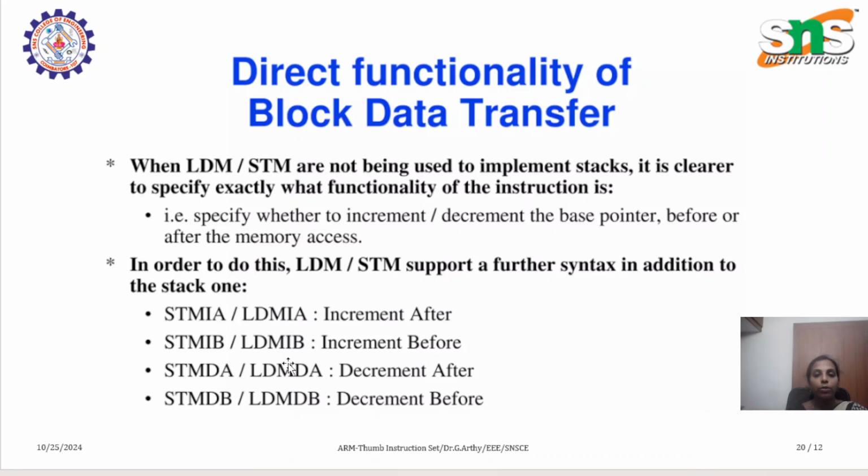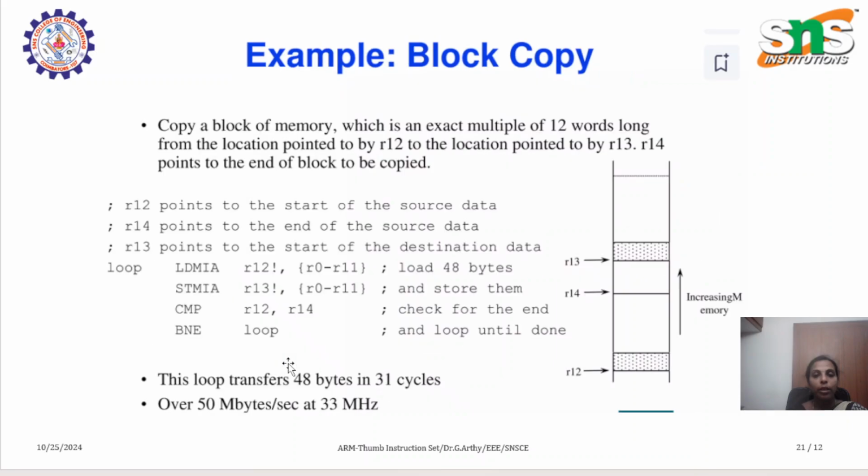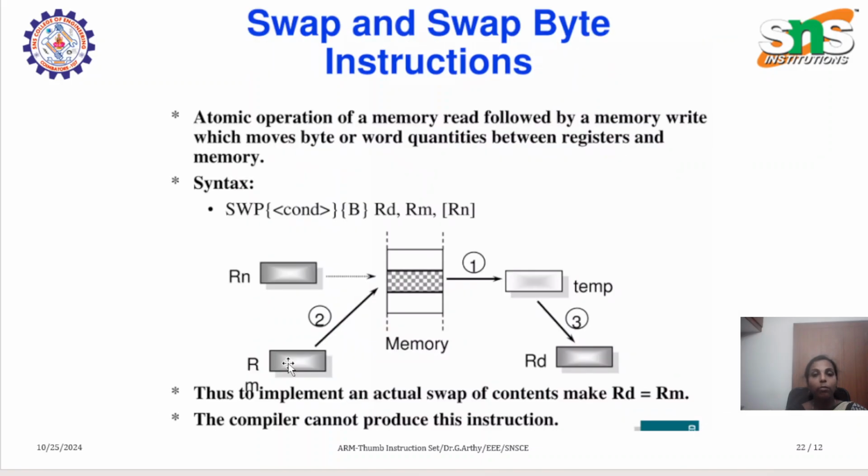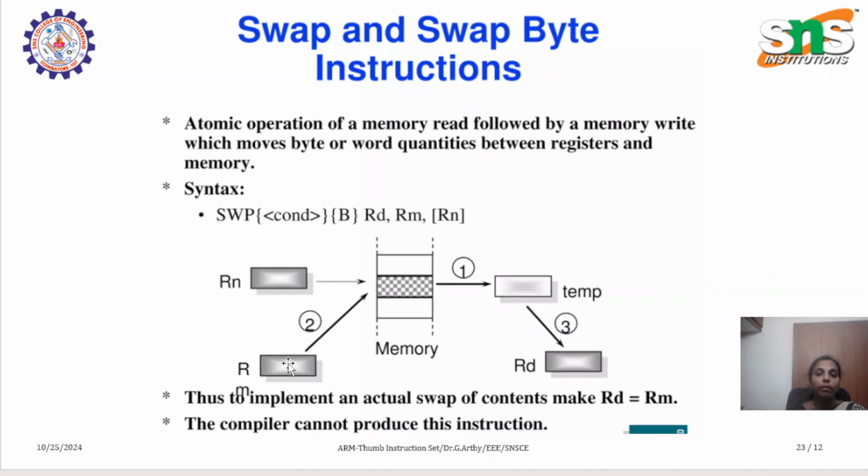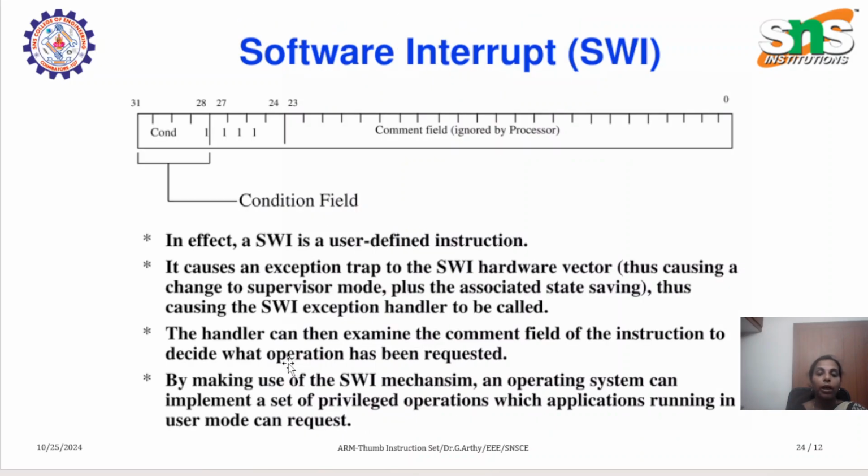Direct functionality of block transfer. A block of data can also be transferred in the case of ARM, even in Thumb instruction mode. And swapping is also possible. Swapping bytes of instructions is also possible. And software interrupt, SWI, is a user-defined instruction.